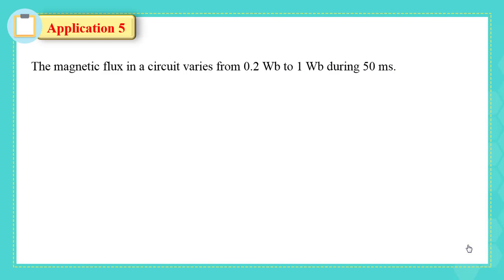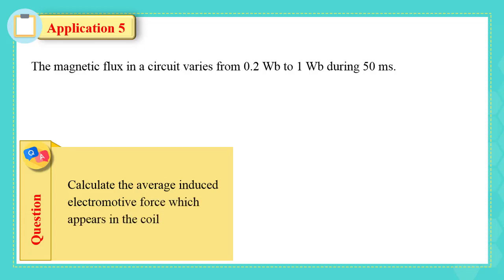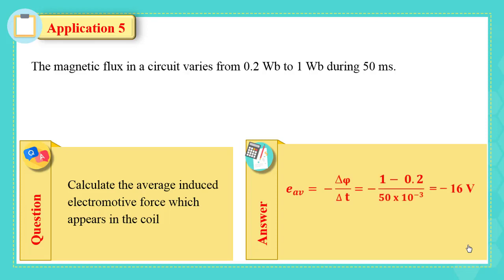Application 5. The magnetic flux in a circuit varies from 0.2 Weber to 1 Weber during 50 milliseconds. Calculate the average induced electromotive force which appears in the coil. E average equals minus delta phi over delta t, equals minus (1 minus 0.2) over 50 times 10 to the power minus 3 seconds, so the answer is minus 16 volt.